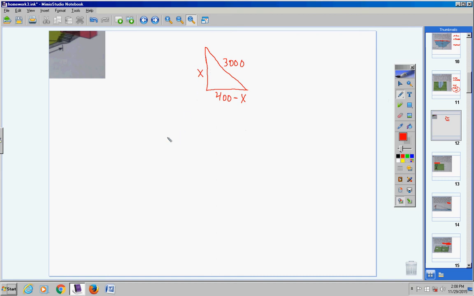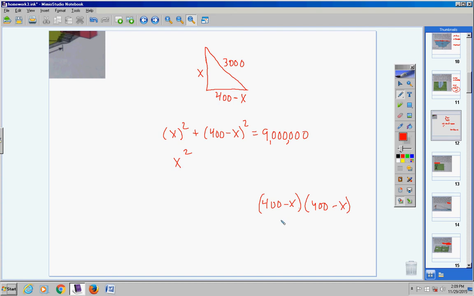Take this leg right here and square it. Take this leg right here and square it. Take your hypotenuse and square it. And now solve for x. See how easy that is? Well, x squared is x squared. 400 minus x, be careful. 400 minus x squared means to write 400 minus x times 400 minus x.